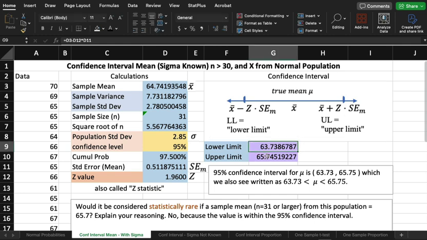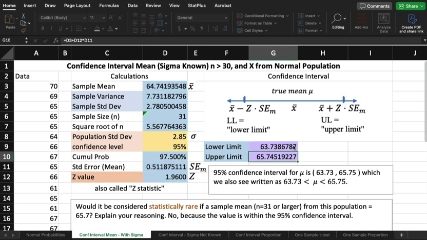So let's calculate the lower limit and upper limit into our cells G9 and G10. In G9, we're going to type equals D3 minus D12 times D11. The reason for that is because that's our X bar minus Z times standard error of the mean. So that's where those numbers are located.